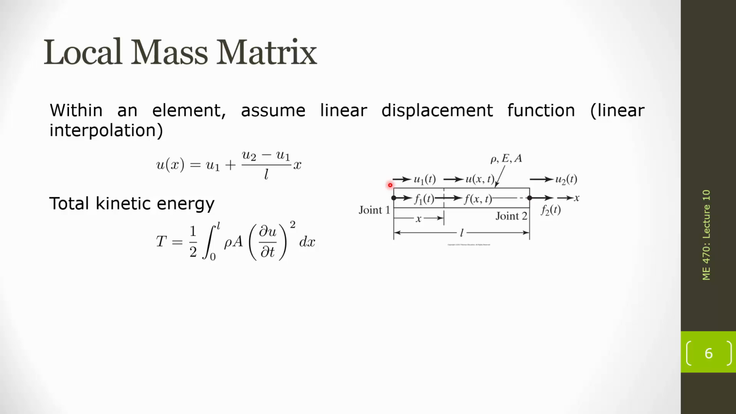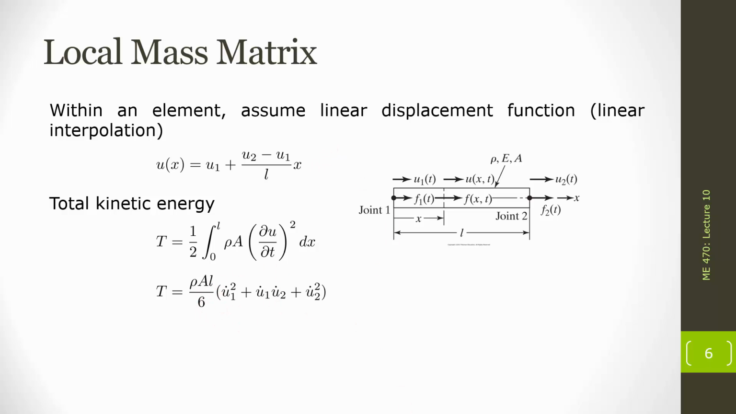So that is analytically what the kinetic energy is. If we now put in our definition for u of x in here, and we do this partial differentiation, then we replace that u of x with this term that has u1 and u2 in it, and we integrate it. What we're going to find here is that the total kinetic energy using this shape function looks like this.